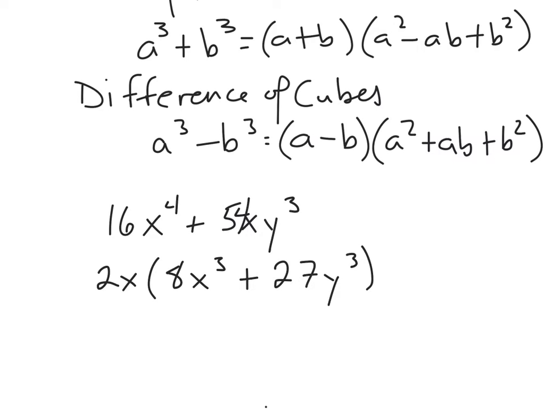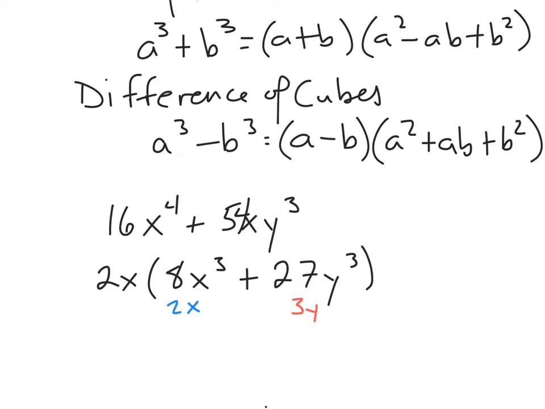Is 8 a perfect cube? Yes. What is the root of 2? All right. So this becomes 2x. What about 27? Is that a perfect cube? Yes, 3, right? And then y cubed, of course. So we have 2x and we have 3y. That is my a and b from my generic form from up above.